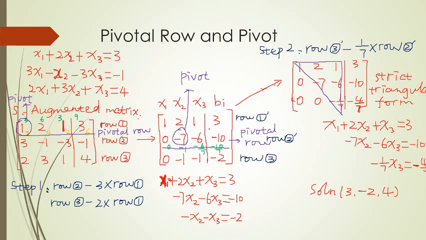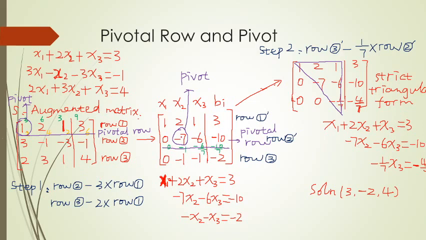Okay, and try to write this augmented matrix in the corresponding system. Okay, come back to the system, then we can use the back substitution to solve it. And those row operations are not unique.